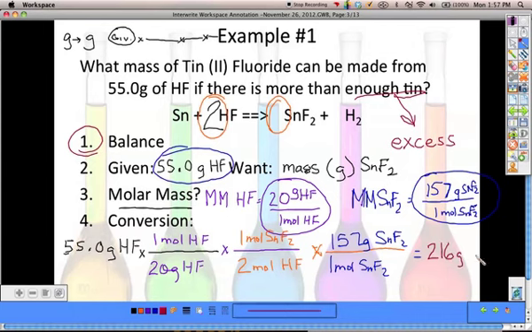216 grams of SnF2. And let's do a double check, make sure my units are canceling out correctly. So I have grams of HF on top. I also have grams of HF on the bottom. So my units, grams of HF, cancel out. I have moles of HF on the top. I also have moles of HF on the bottom, so those cancel out. Moles of tin 2 fluoride cancels out with moles of tin 2 fluoride that's on the bottom. My last unit that's left is grams of tin 2 fluoride, so I set it up correctly.